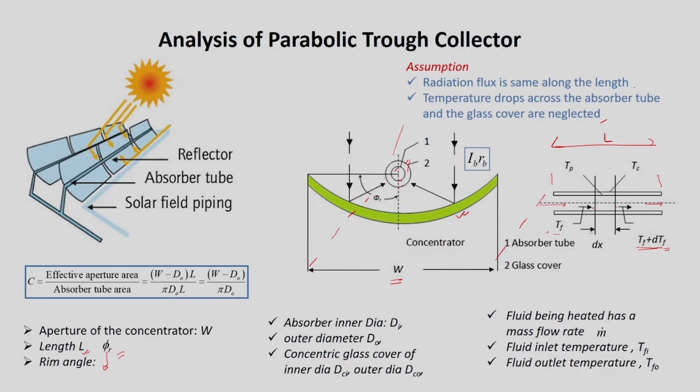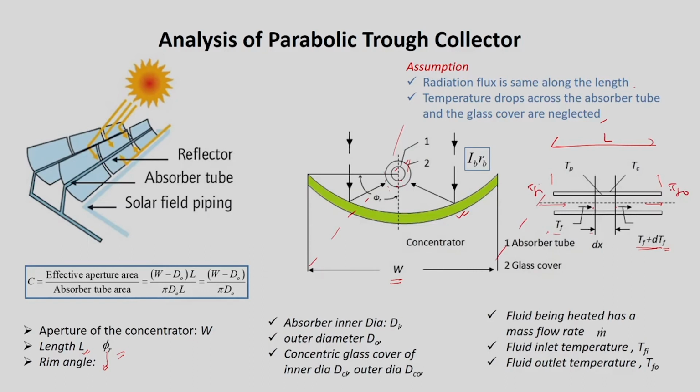The absorber inner diameter is di and outer diameter is do, and the concentric glass cover inner diameter is dci. It has some thickness, and the outer diameter is dco. And the fluid is heated from inlet temperature Tfi at this point to outlet temperature Tfo.